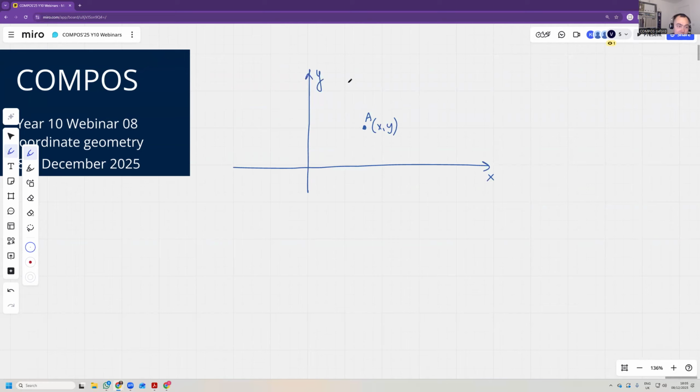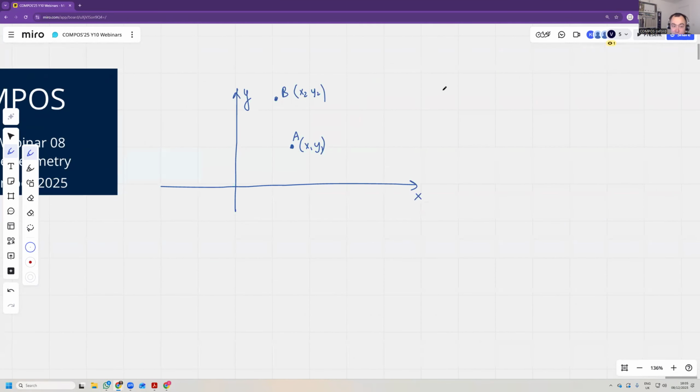And if there's another point B with coordinates x2, y2, and this is x1, y1, we want to be able to figure out some easy things. For example, how far is it from A to B? If we just know the coordinates, it would be good to know how to find the distance between A and B. And that's where the distance comes in. Distance is the square root of x1 minus x2 squared plus y1 minus y2 squared.